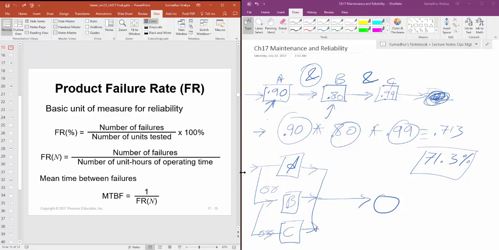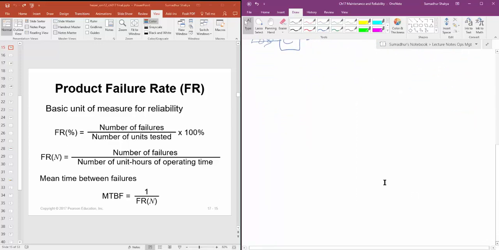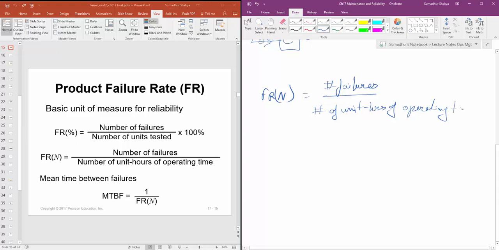This is helpful, for example, if you were to talk about, let's say, airplanes or motors or cars. If everything else is the same, then we have to talk about the failure rate as the number of failures divided by the number of unit hours of operating time. Now, why do we talk about operating time?